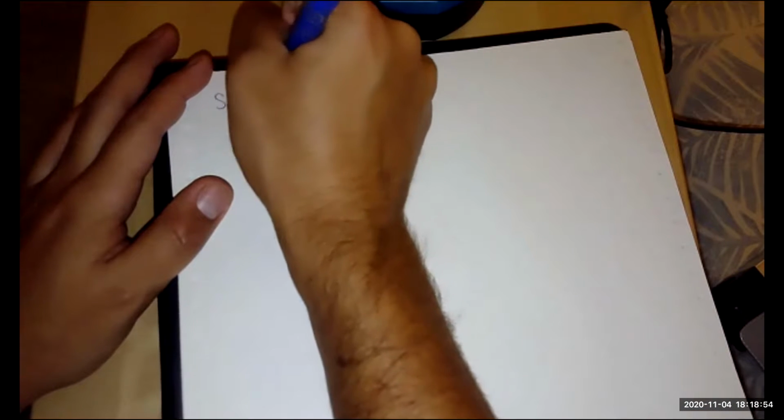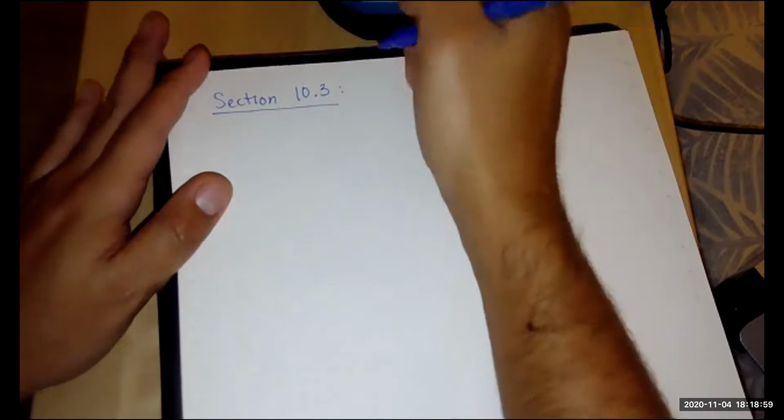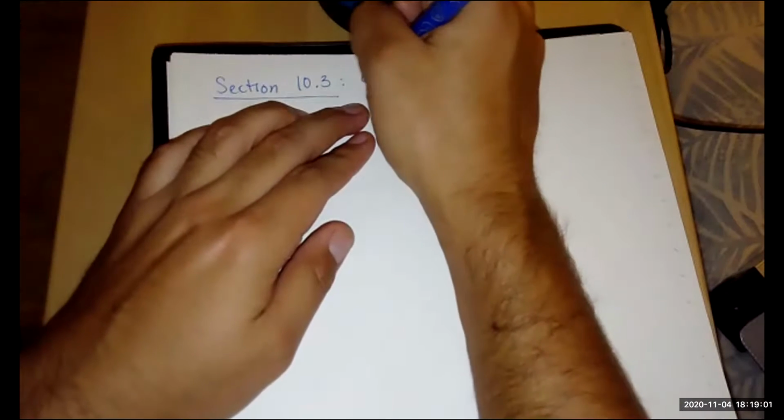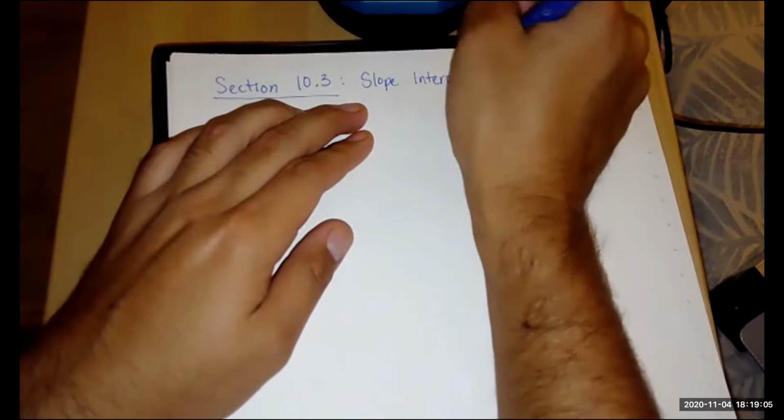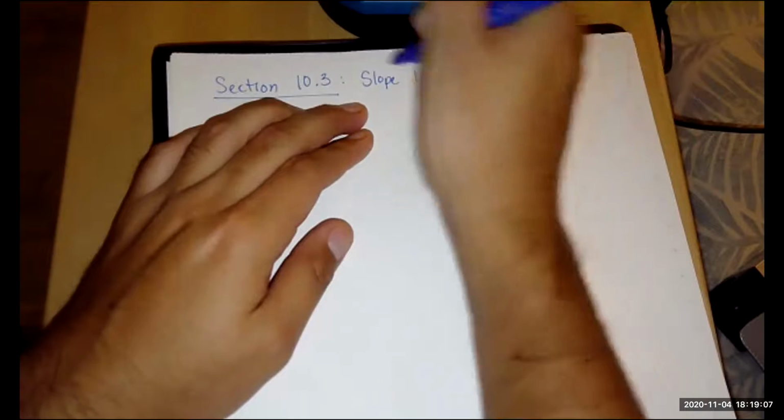So for now, let's go ahead and start back up our discussion. Last time we were talking about section 10.3, and I previewed it a little bit, and I'm sure it was a little bit strange, but now we're talking about slope-intercept form of a linear equation.